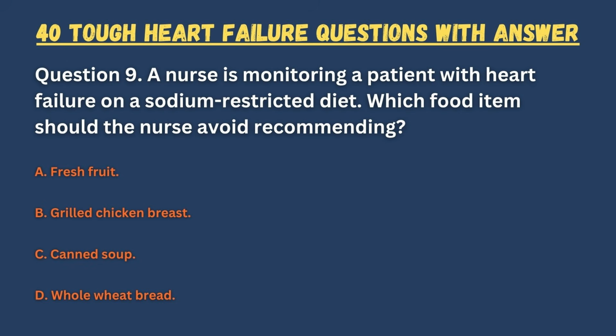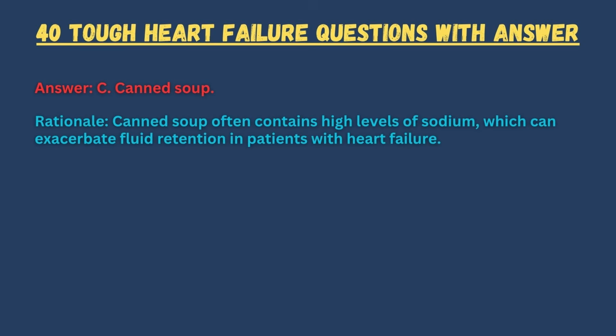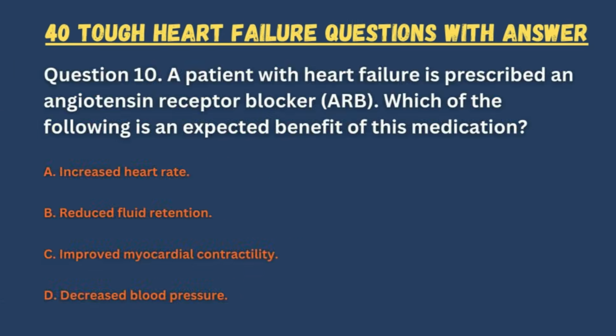Question 9. A nurse is monitoring a patient with heart failure on a sodium-restricted diet. Which food item should the nurse avoid recommending? A. Fresh fruit. B. Grilled chicken breast. C. Canned soup. D. Whole wheat bread. Answer: C. Canned soup. Rationale: canned soup often contains high levels of sodium, which can exacerbate fluid retention in patients with heart failure.